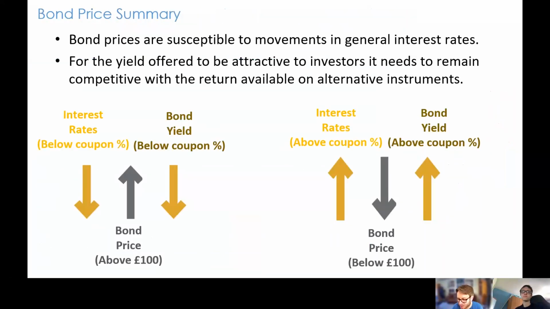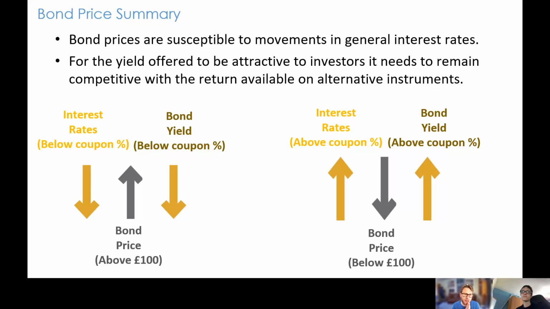Okay, and then finally, just to summarize what we've spoken about: bond prices are susceptible to movements if you trade them, and movement in interest rates can change the price of a bond if you come to sell it or buy it. And for the yield to be attractive to invest in, it needs to remain competitive with the return available on alternative instruments that you might be able to purchase at that moment in time. So it's important to remember that relationship between interest rates, bond prices, and yields.